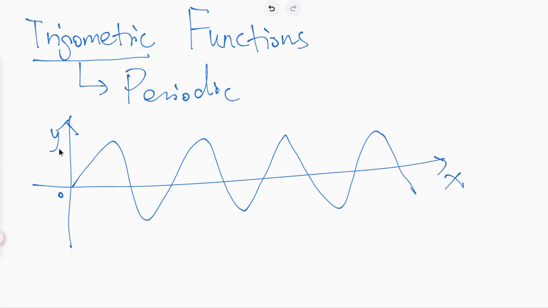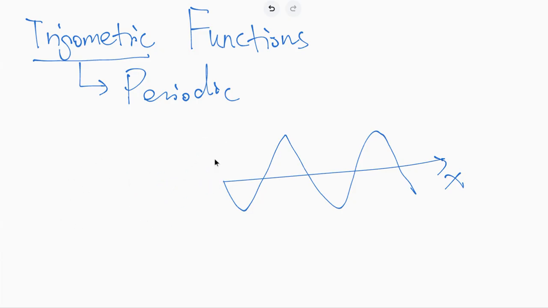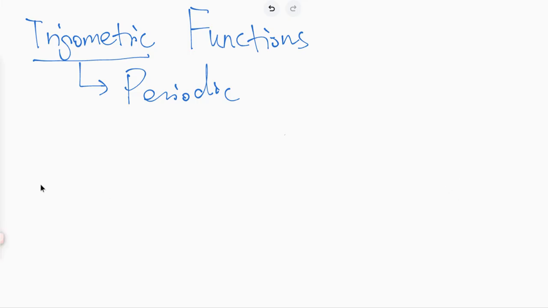So let's say that we have a general trigonometric function. Let's use sine as an example. Let's say we have a function such as y is equal to a sine times bracket b x minus c, plus d.